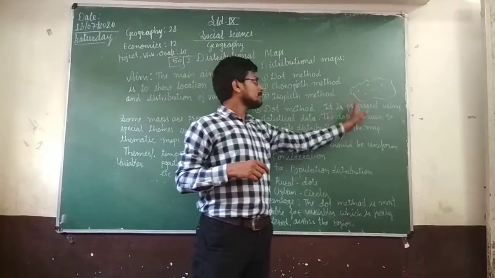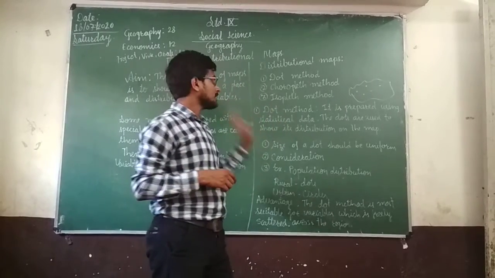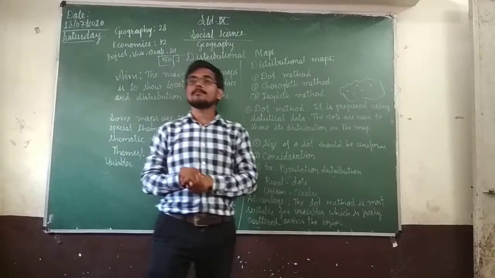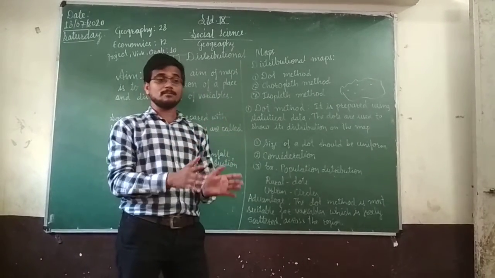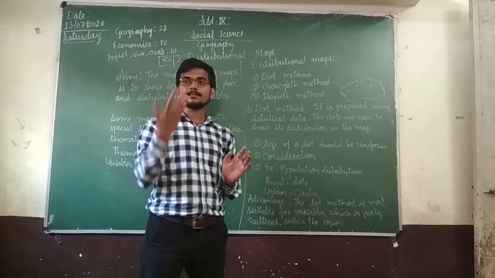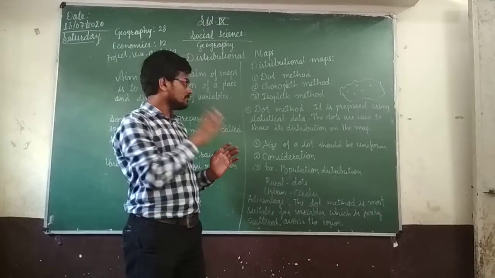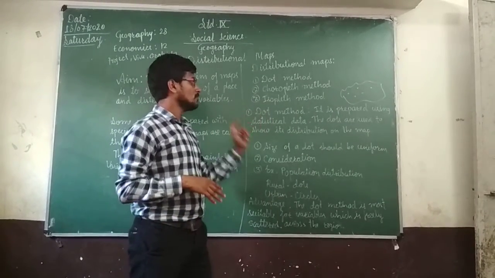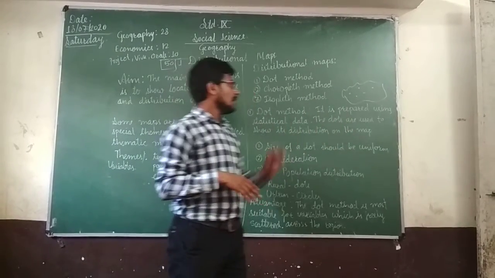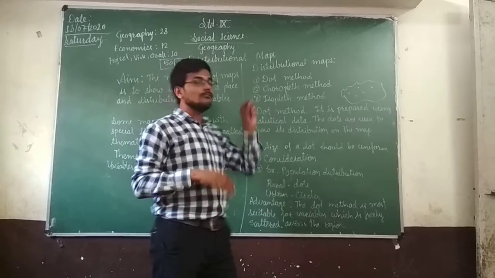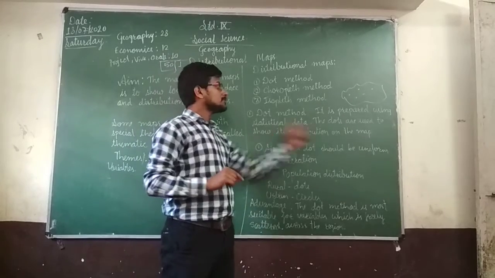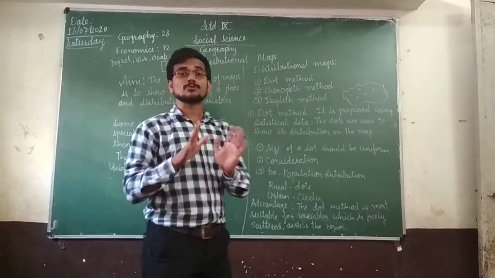The dot method is prepared using statistical data. That means for such dot method maps, we need ready-made data first, which belongs to statistics, that means in frequency form or particular summation forms. The dots are used to show distribution on the map, and using that statistical data, we put the dots on the given map to show its distribution.